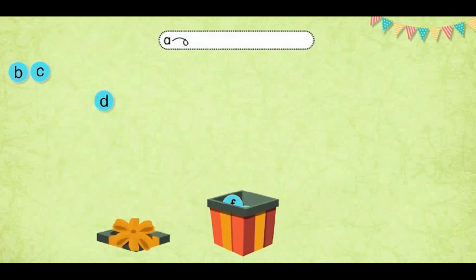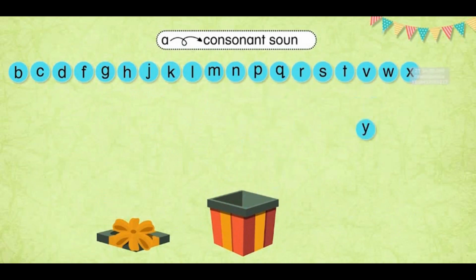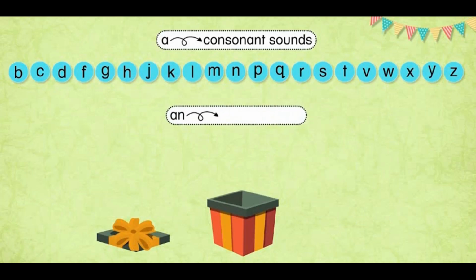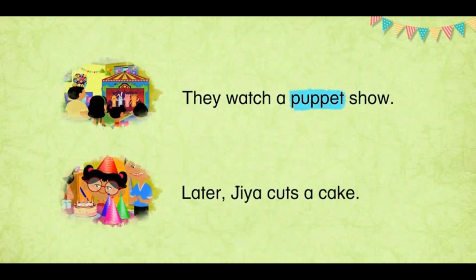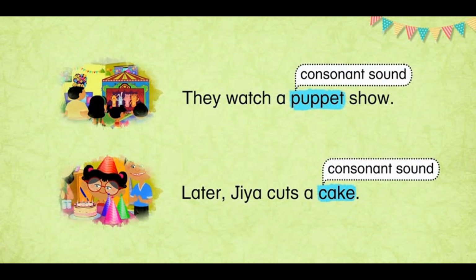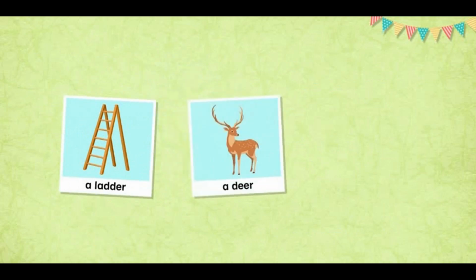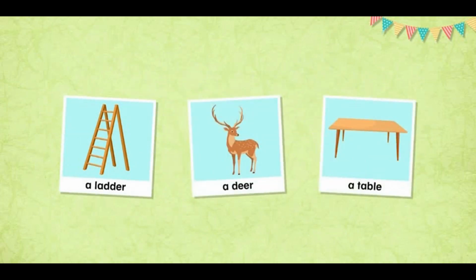We use a before words that begin with consonant sounds, while an is used before words that begin with vowel sounds. Puppet and cake begin with consonant sounds, so we use a before them. In the same way, we say a ladder, a deer, a table. All these words begin with consonant sounds.